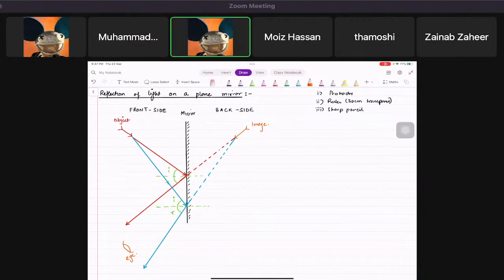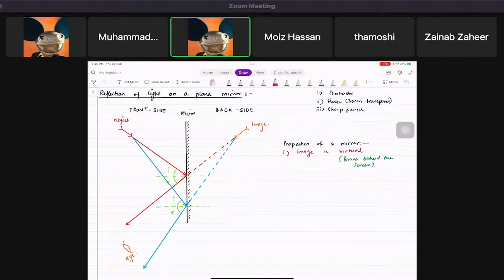Alright, now this calls for some properties of a mirror. So the first property of a mirror is that the image is virtual. Virtual means that it forms behind the mirror where nothing exists, right? The image is not forming on the mirror, it's forming behind the mirror, right?